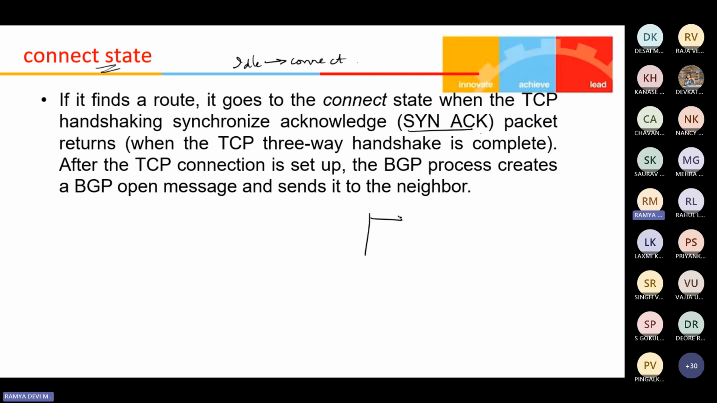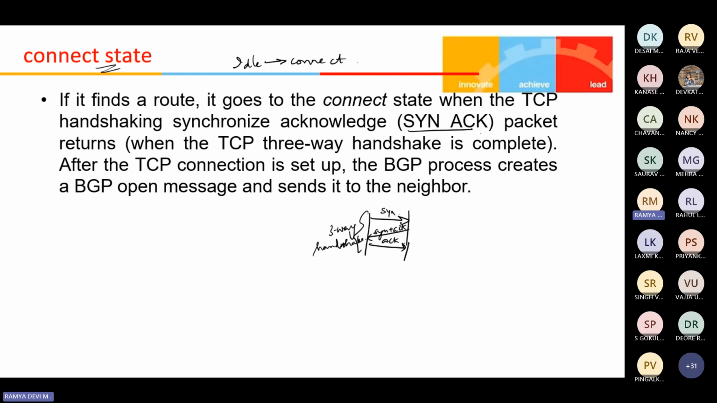Always the client will be sending a SYN. For this SYN, we'll be getting SYN plus ACK. And for this SYN-ACK, an ACK will be transmitted. So this is your three-way handshake, right? You would have studied this in computer networks itself. So when the SYN-ACK is received, it completes the three-way handshake.